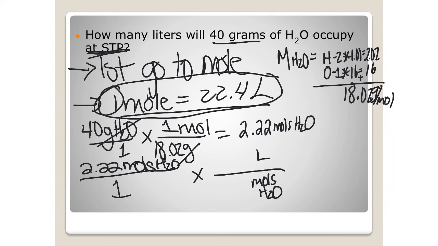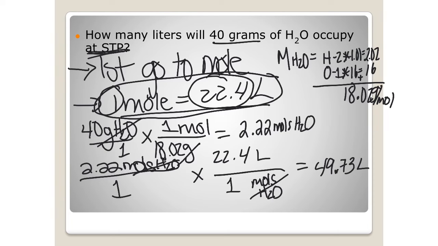And then my numbers come from my equal statements. So 22.4 liters for every mole. Moles of water cancels with moles of water. And now I go ahead and plug and chug that out into my calculator. So it's going to be 2.22 times 22.4, which is going to give me 49.73 liters.